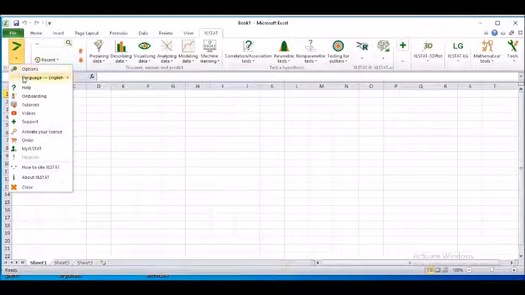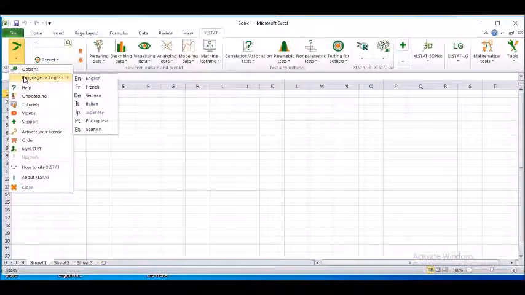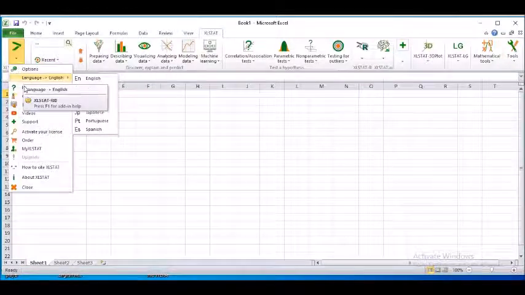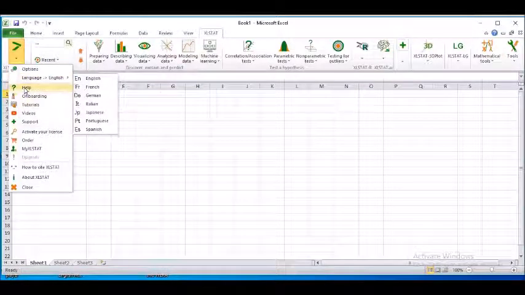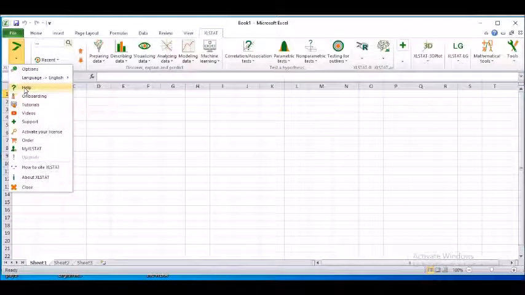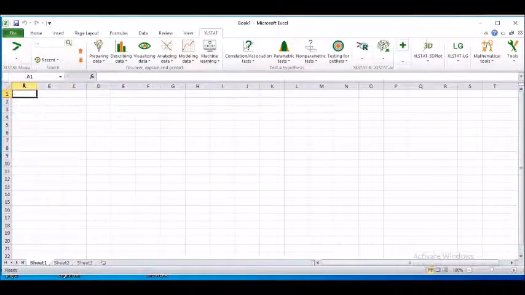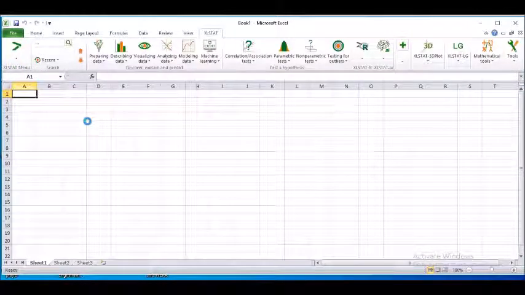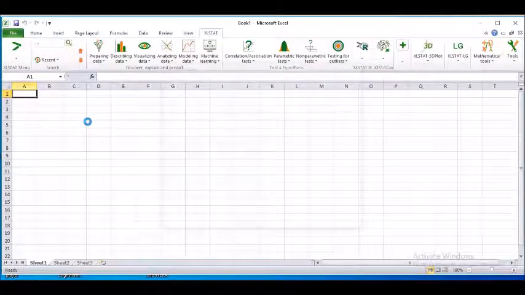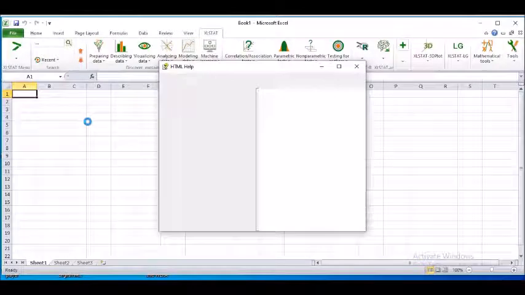The next option that you can see in the Excel Stat menu is for the language, and the default one is English, immediately followed by French, German, Italian, Japanese, Portuguese, and Spanish. Apart from these languages, you can click on Help, which is an HTML page wherein you can look for the various topics which are available for you.